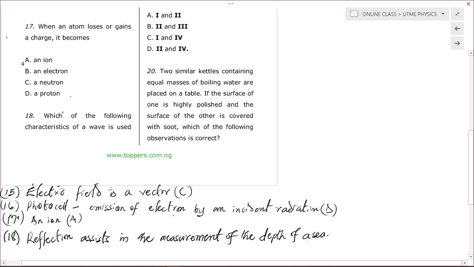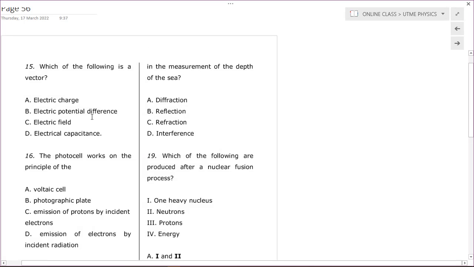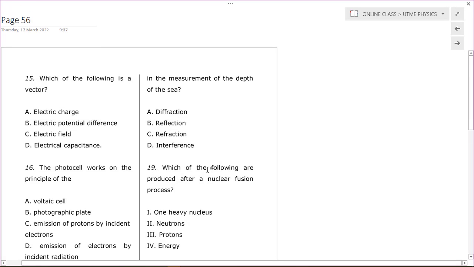When they put the machine there, that will send a signal and it will get to the depth of the seabed, then it will send it back. So that time interval we calculated, and with that we'll get the distance using the velocity of sound in the sea. So that is how it is done. Let's look at number 19. Number 19 says which of the following are produced after a nuclear fusion process.